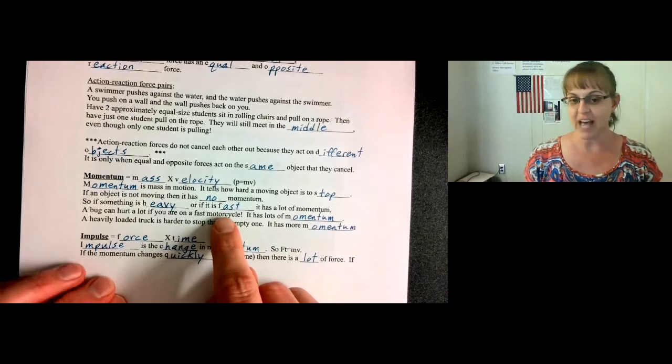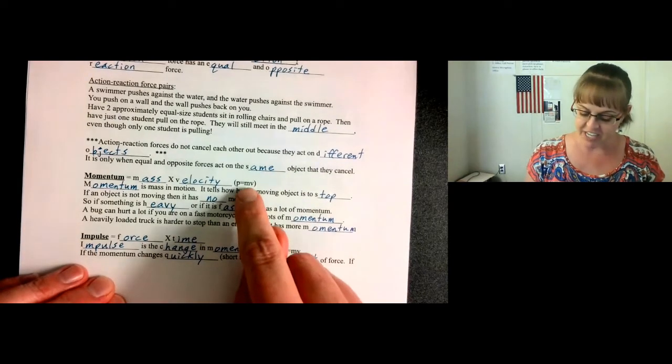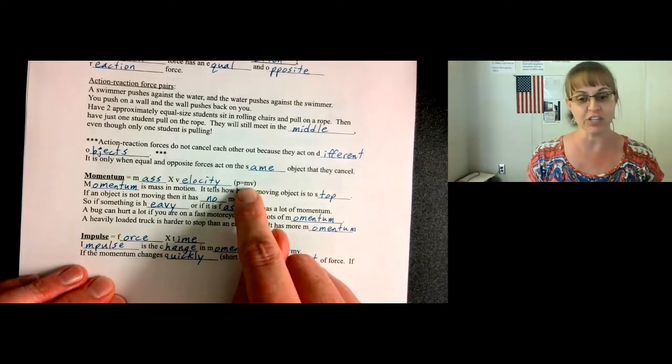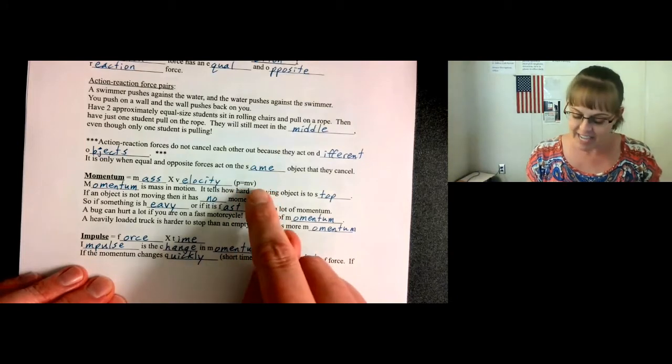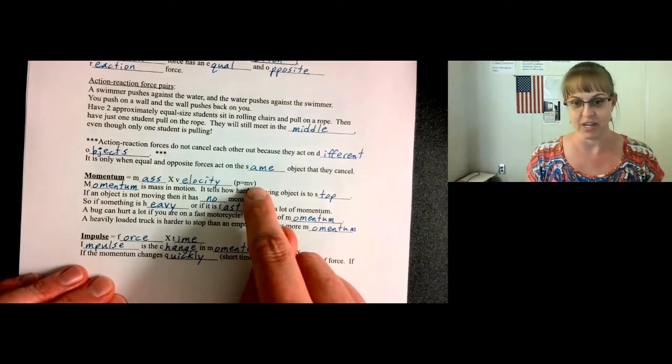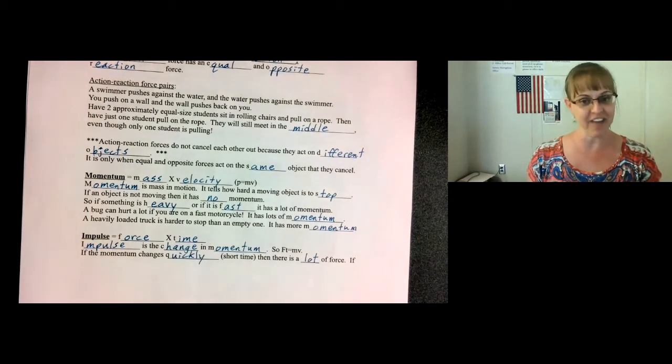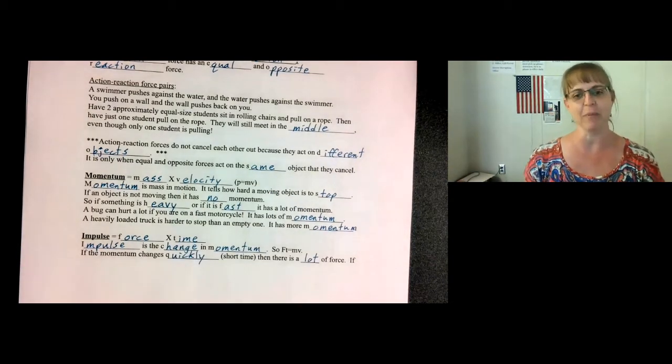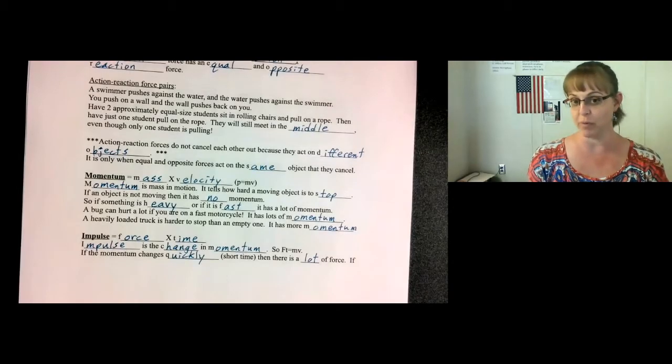So for an object to have a lot of momentum, it has to have a lot of mass. In other words, it has to be heavy. And it has to have a lot of velocity. That means it has to be moving fast. So if it's heavy and fast, it will have a lot of momentum. For example, a heavily loaded truck has a whole lot more momentum than a lightly loaded truck. The heavily loaded truck weighs more, and it's harder to stop. The lightly loaded truck weighs less, and it's easier to stop.